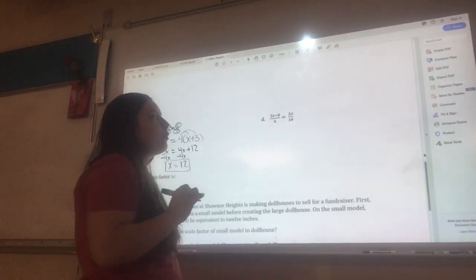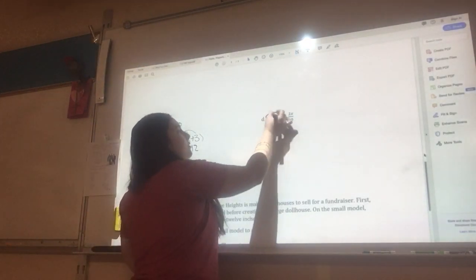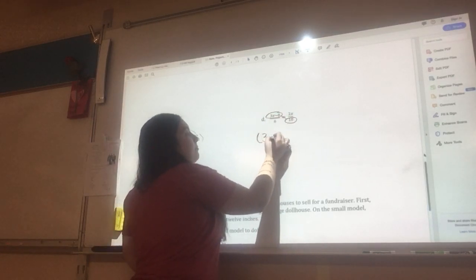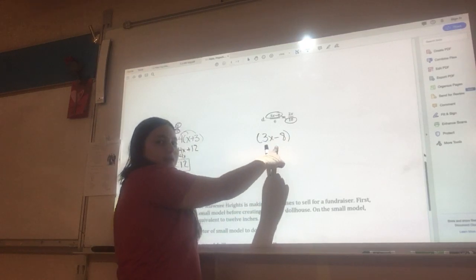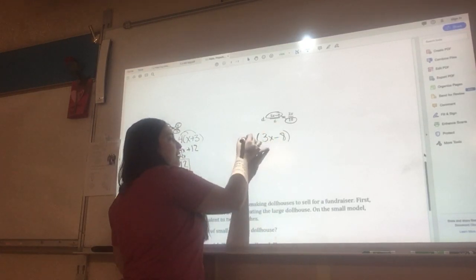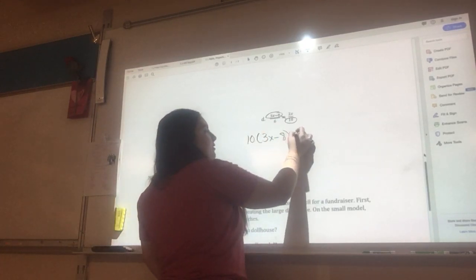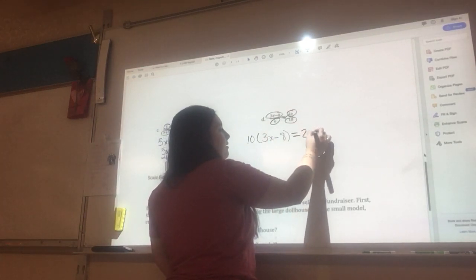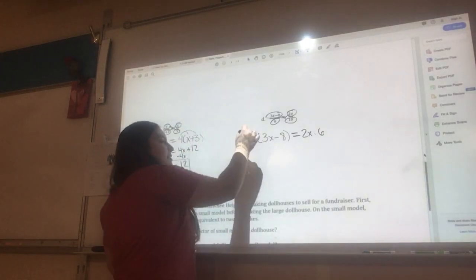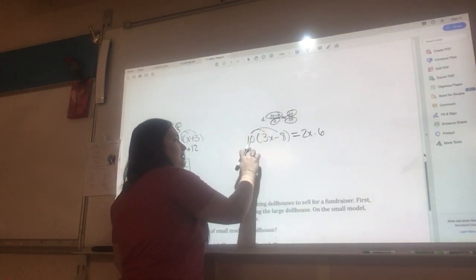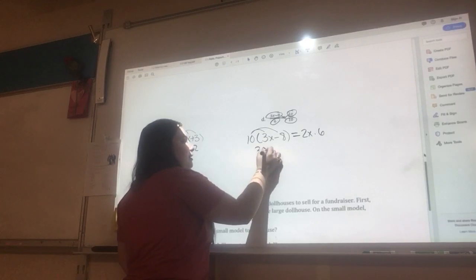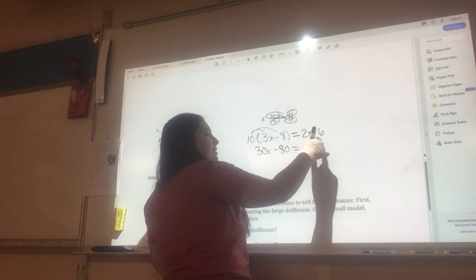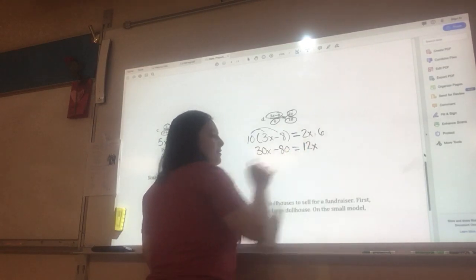Our last one for proportions. We take the numerator times the denominator. So our numerator is 3x minus 8, so it needs to go in parentheses, and it's going to be multiplied by 10. It's then going to equal our 2x times our 6. Okay? This means we distribute the 10, so we get 10 times 3x is 30x, 10 times 8 is 80, and it's going to equal 2x times 6, which is 12x.